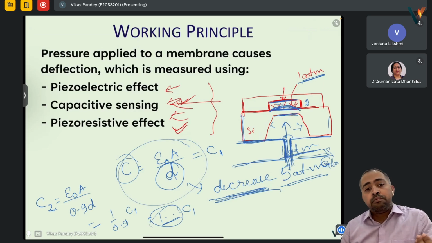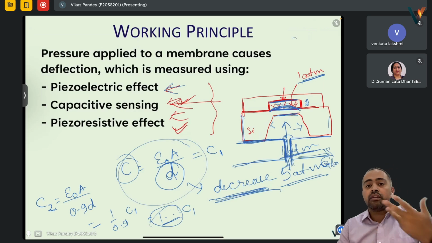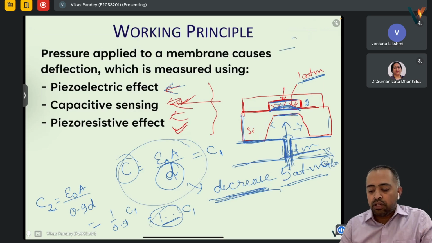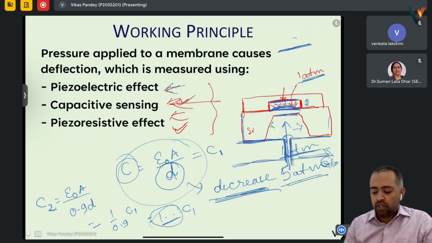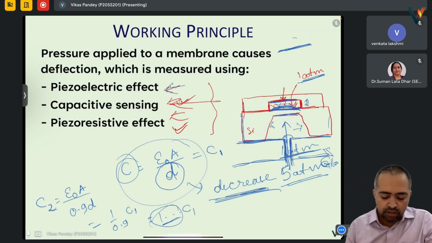Second way is piezoelectric, in which on the top we will have some piezoelectric materials. When the membrane changes its structure, in that case, instead of this, it is just reversed. That will have.